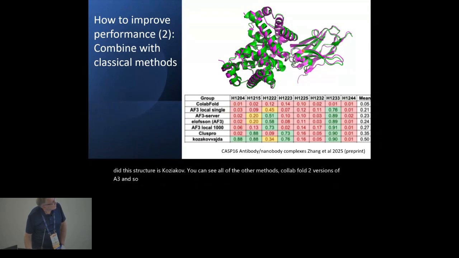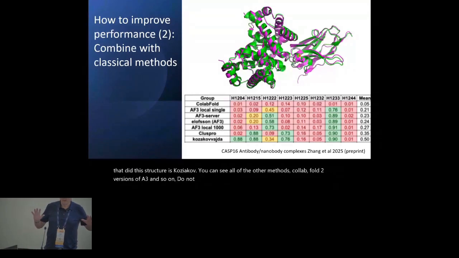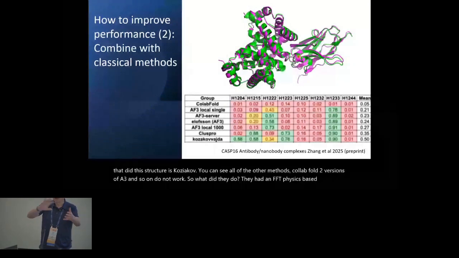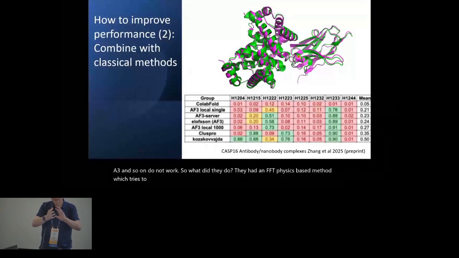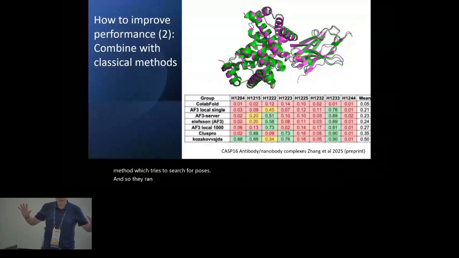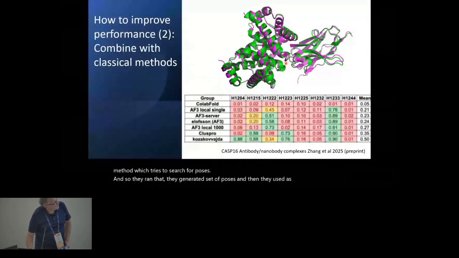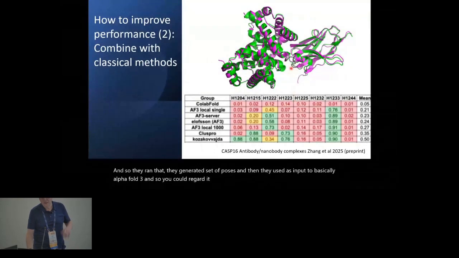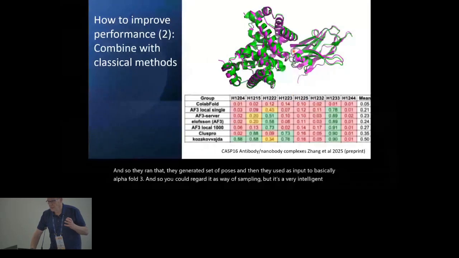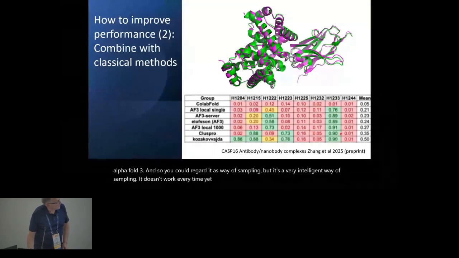So what did they do? They had an FFT physics-based method which tries to search for poses. And so they ran that, they generated a set of poses, and then they used those as input to basically AlphaFold 3. And so you could regard it as a way of sampling, but it's a very intelligent way of sampling. It doesn't work every time yet. You can see there are still actually 3 failures. These are the set of targets we had for this class of problem.